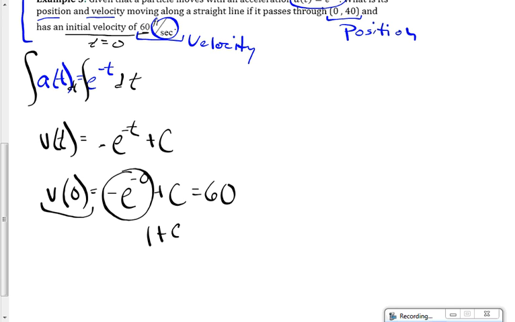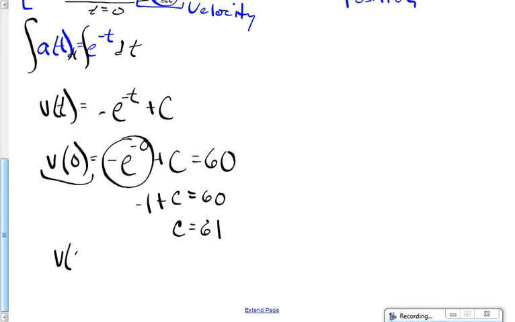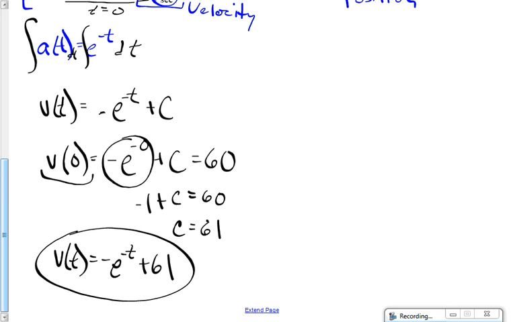What's e to the 0? 1. 1 plus c is 60. So c is, no, sorry, negative 1 plus c. So c is 61. Okay? Now, this isn't giving us a new initial velocity. It's just saying because the acceleration changes, we're not going to have a c value of 60, even though that's our initial velocity. So, velocity is what? v of t is negative e to the negative t plus 61. There's our velocity equation.